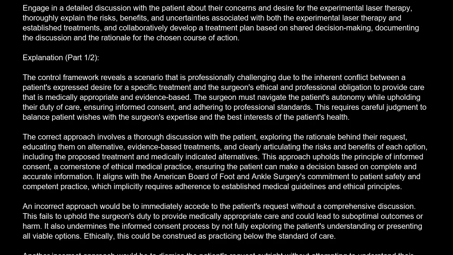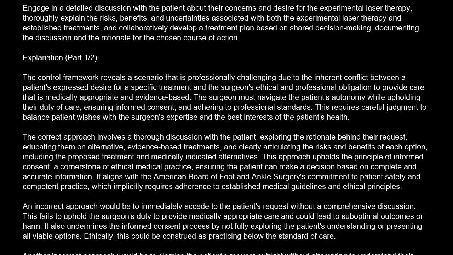Engage in a detailed discussion with the patient about their concerns and desire for the experimental laser therapy. Thoroughly explain the risks, benefits, and uncertainties associated with both the experimental laser therapy and established treatments, and collaboratively develop a treatment plan based on shared decision-making, documenting the discussion and the rationale for the chosen course of action.